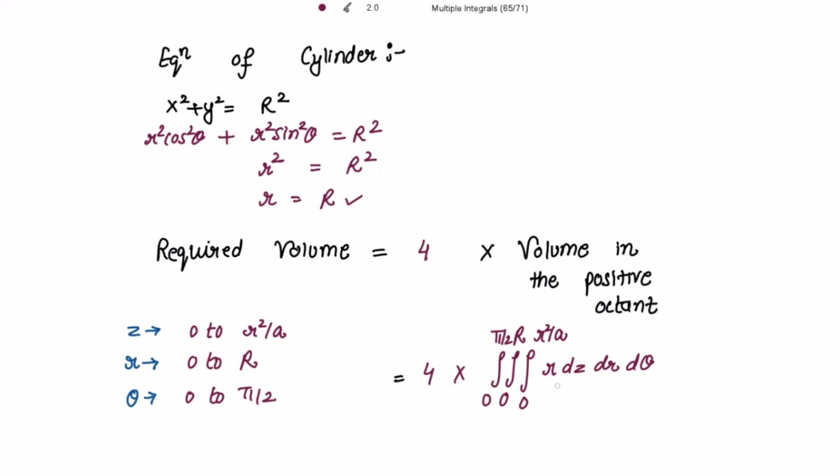So integrating the innermost integral with respect to z, we get rz. So this is 4 times the integral from 0 to pi by 2, 0 to R, of rz with limits 0 to r² over a, dr d theta. So when you put the limits over here, we get r³ over a minus 0. So this is equal to 4 times the integral from 0 to pi by 2, 0 to R, of r³ over a, dr d theta.